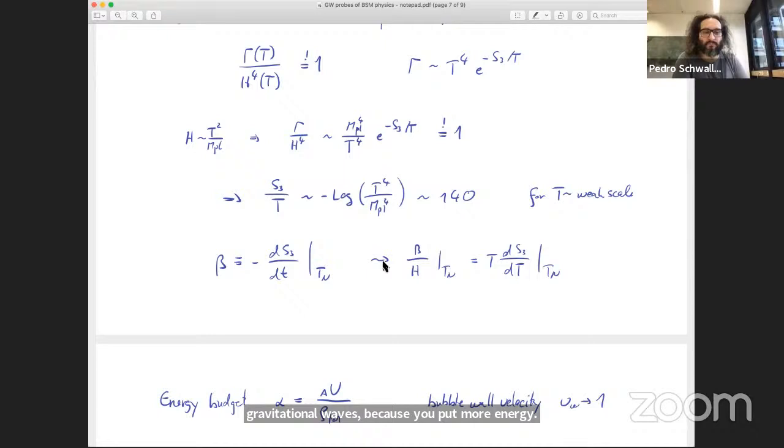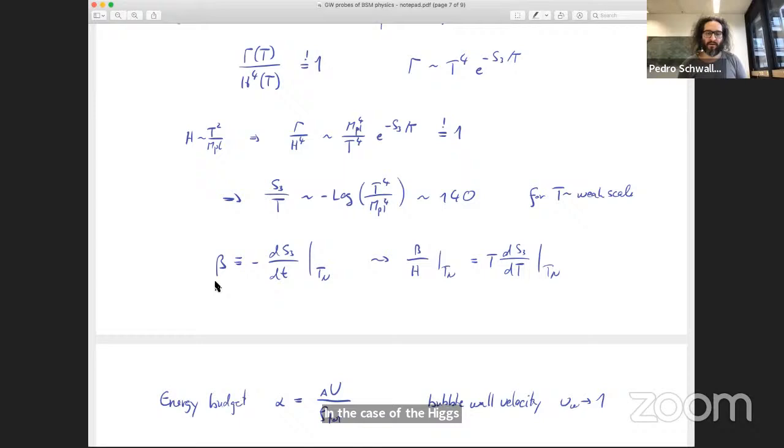So these are two of the parameters that tell you about the gravitational wave signal. And then the third one is the temperature at which this happens, which is typically related to the scale of the problem. So for example, the electroweak scale in the case of the Higgs, of the standard model.